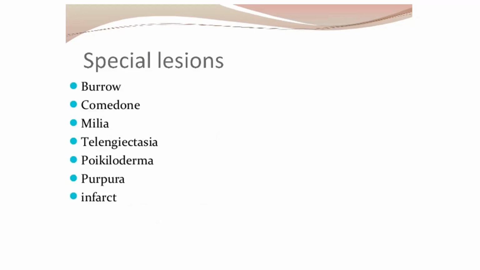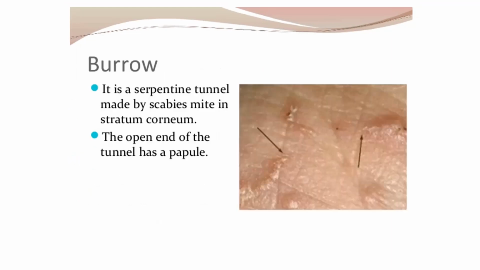Then the special lesions or the specific lesions, for example, burrow, comedones, milia, telangiectasia, poikiloderma, purpura, and infarct. Burrow is present in scabies. It's a serpentine tunnel made by the scabies mite in the stratum corneum, and the open end of the tunnel has a papule.